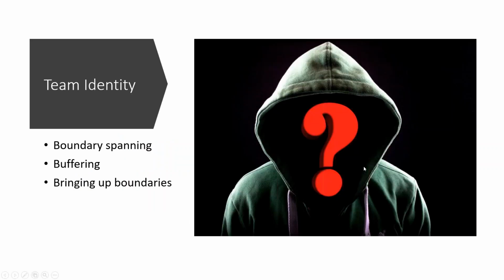The last thing I'd like to finish up with before we do anything else is team identity. Team identity, the identity of your team and how you create that, is based on three concepts. We've covered some of these already, but we haven't used these words: boundary spanning, buffering, and bringing up boundaries. So what do they mean?